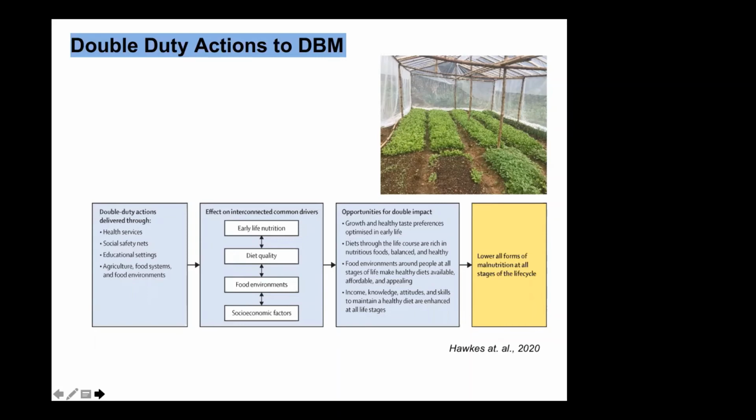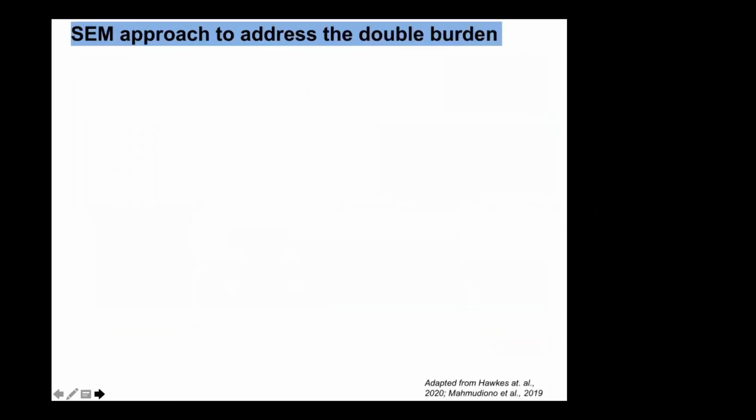And the effects are interconnected: good nutrition in early life, diet quality, diversity in diet, food environments, access to food in the community, and socioeconomic factors, these are all interconnected. If we address these factors, and if we have a response from these different sectors, then we can lower all forms of malnutrition throughout the life cycle. But how?